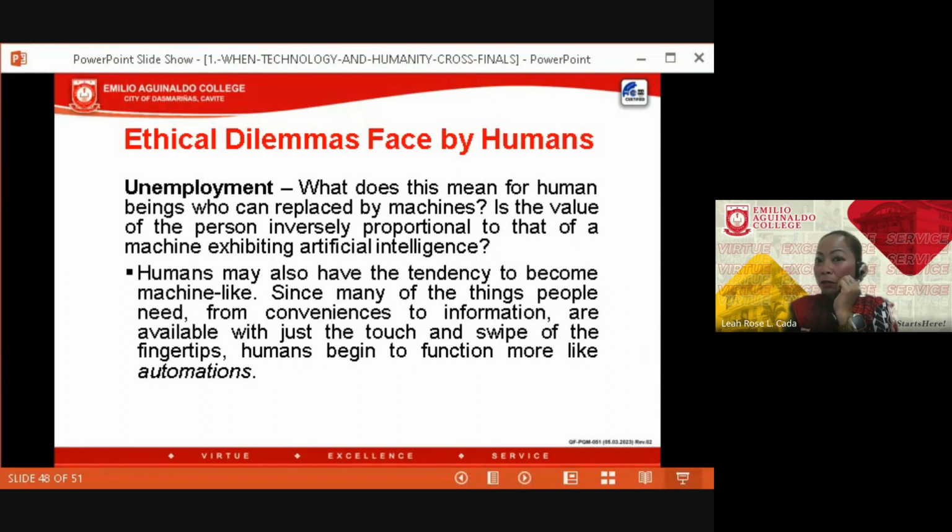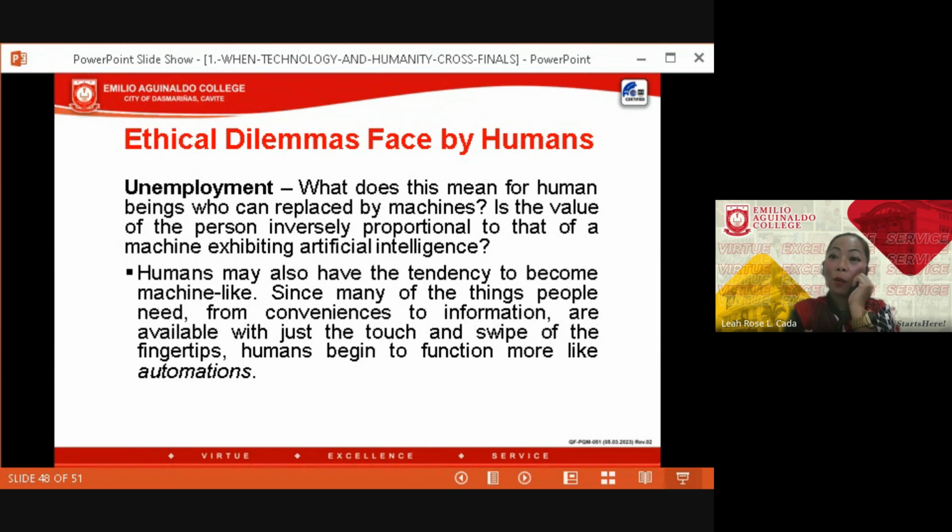Or depende yun. Unless self-sustaining a robot, di natin alam. So far, I haven't heard of any new inventions regarding that. Pang sci-fi lang yun. Okay, na self-sustaining isang robot na kahit na sa battery life is limitless. Okay, so wala pang invention na ganun so far. So is the value of a person intrinsically proportional to that of a machine exhibiting artificial intelligence? What do you think?